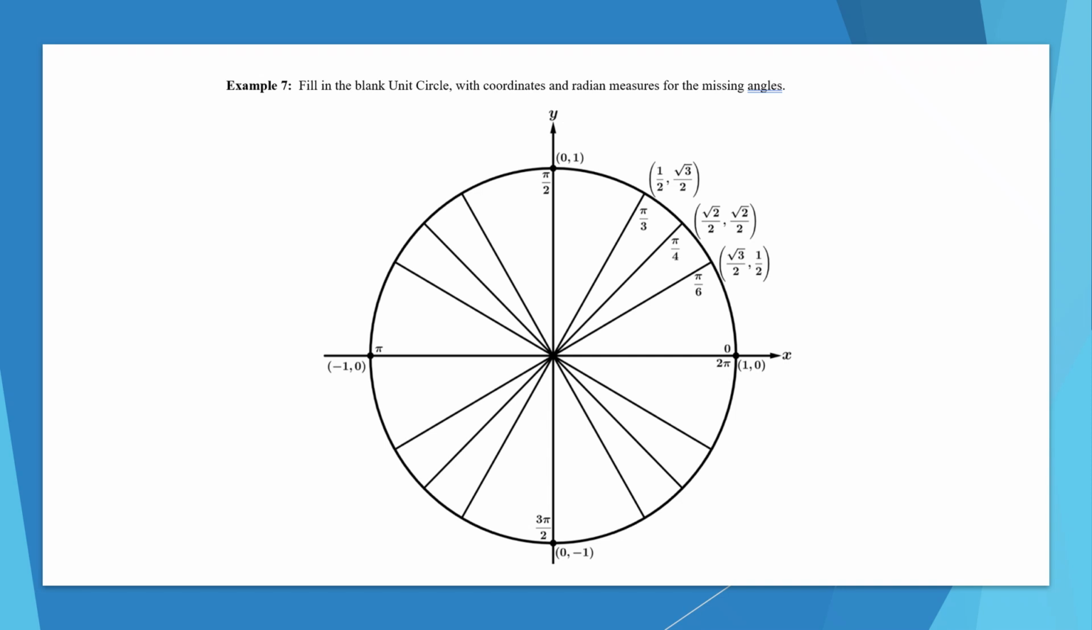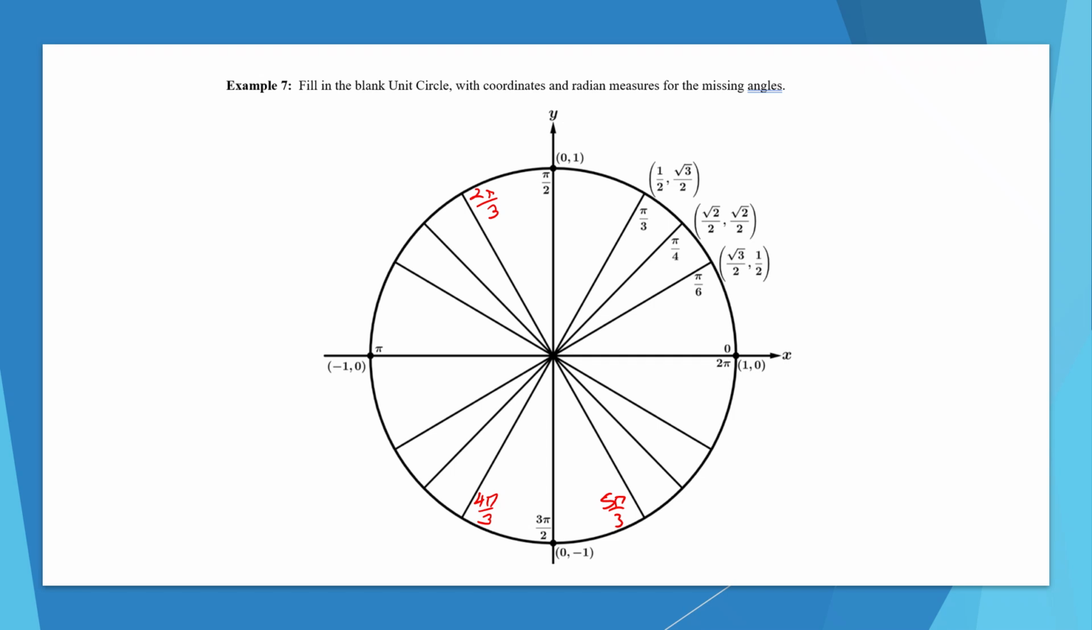So example number 7: fill in the blank unit circle with coordinates and radian measures for the missing angles. Let's do that now. First off, let's do the radian measures. So this should be pi over 3. This is 2 pi over 3. This would be 3 pi over 3. This one is going to be 4 pi over 3, 5 pi over 3 here, and then 6 pi over 3.